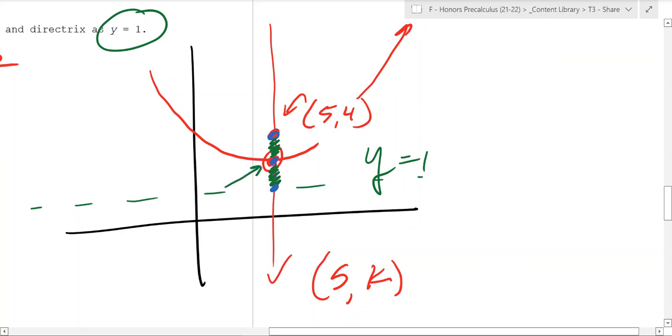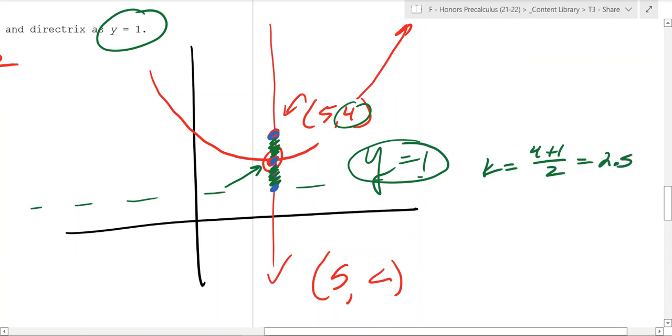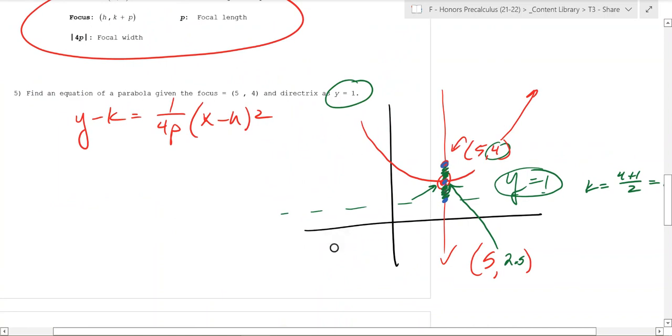So what that means is that the k value of this point is going to be the average between the heights of 1 and 4. So k is going to be equal to (4 plus 1) over 2, which is 2.5. So in this case, our vertex is going to be 5, 2.5. It's halfway between. So we now can plug in a lot of material here. We know y minus the k value of 2.5 equals 1 over 4p, times (x minus the h value of 5) squared. And now we just need p.